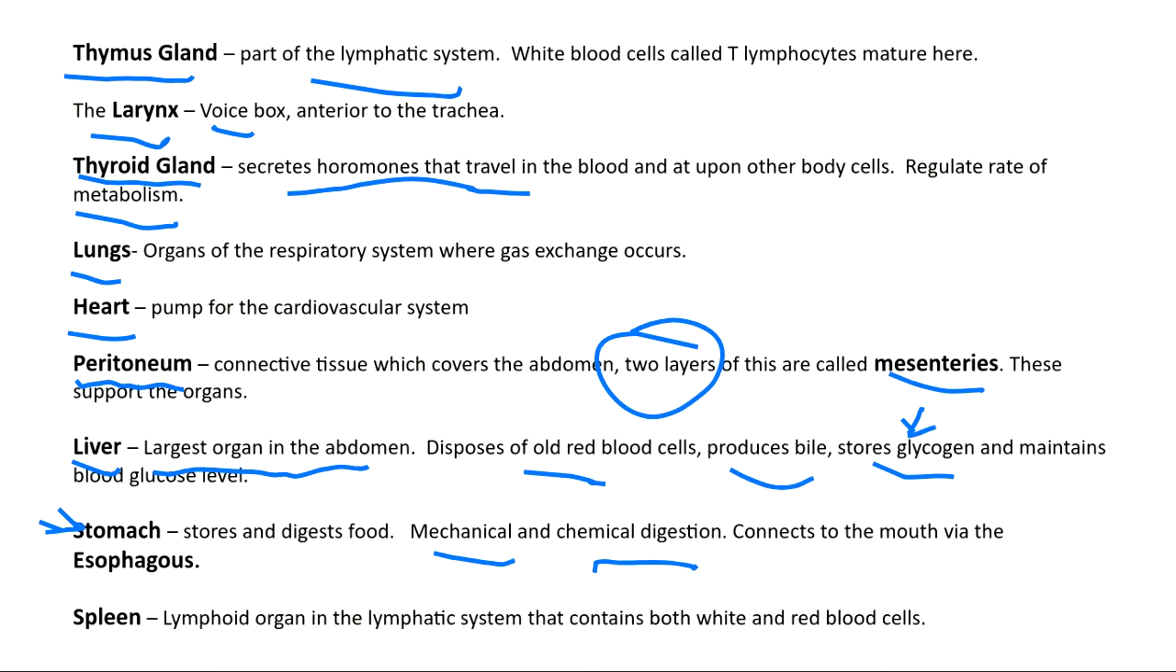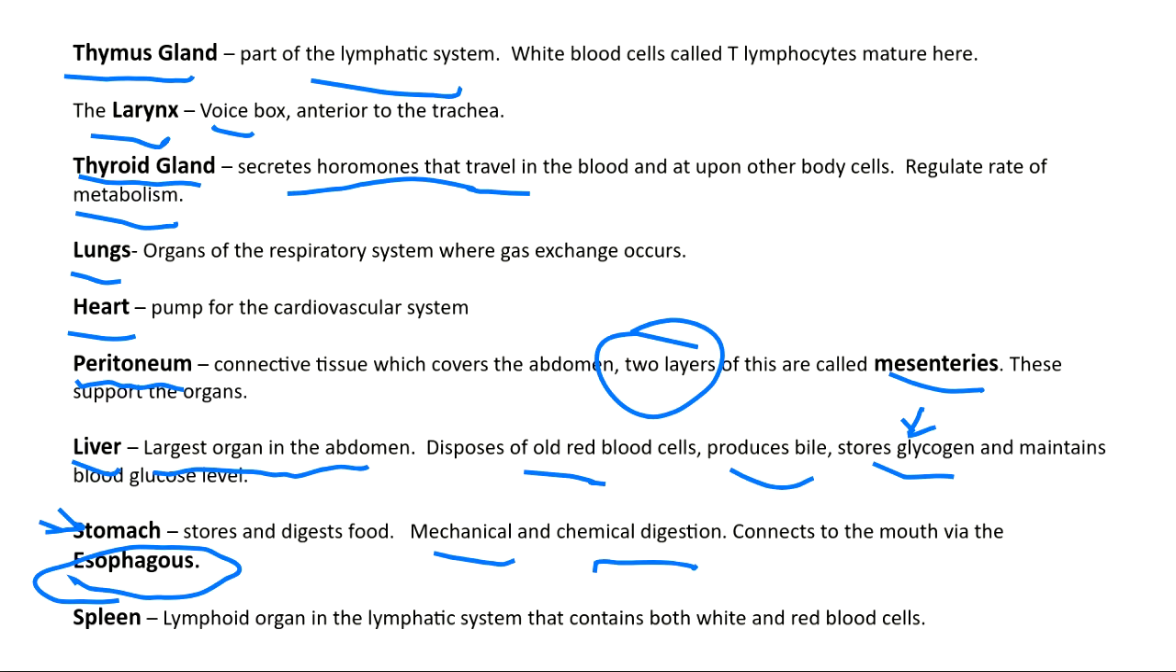Right, and the stomach receives food from the mouth via the esophagus. And remember, the esophagus was dorsal to the trachea. So if you wanted to see the esophagus if you had a real pig, you'd have to dig behind the trachea.